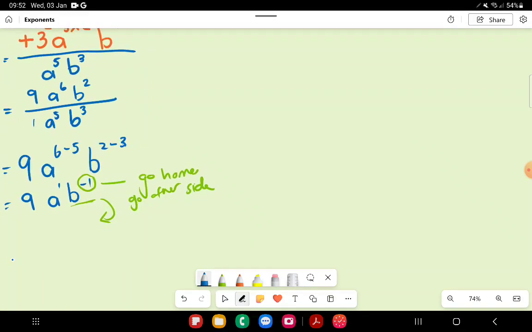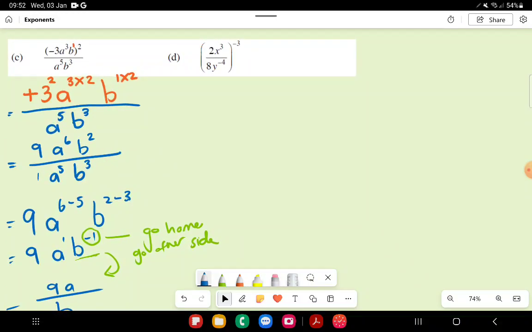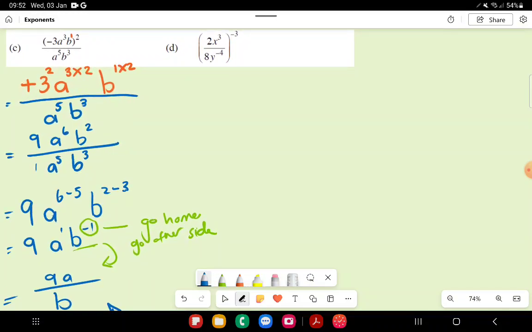So I'm going to simplify that, and I'm going to write this as 9a to the power of 1. I don't write the 1. A as a numerator over b to the power of 1. I don't write the 1. And that is going to be our answer. There you go. That is our answer for question C. All right, let's do question D.